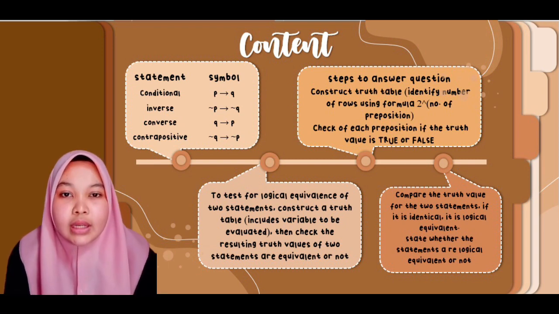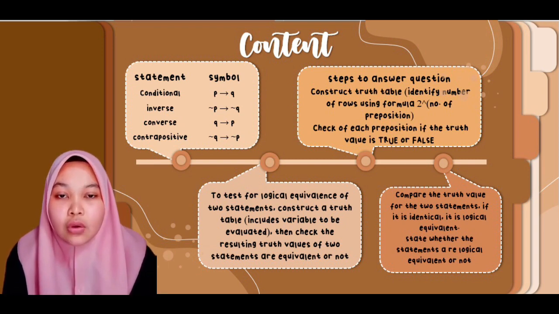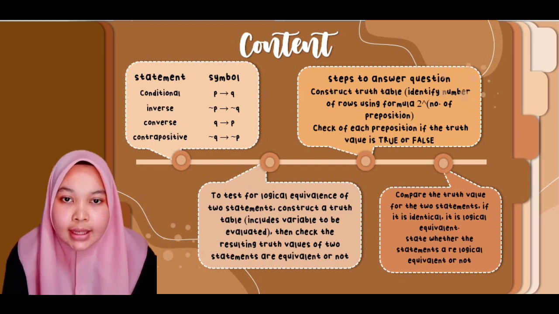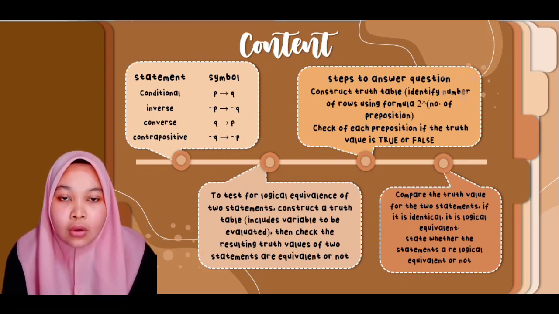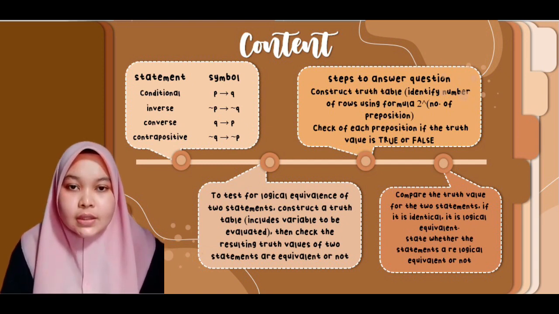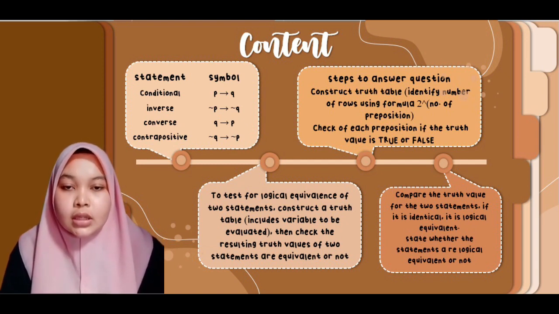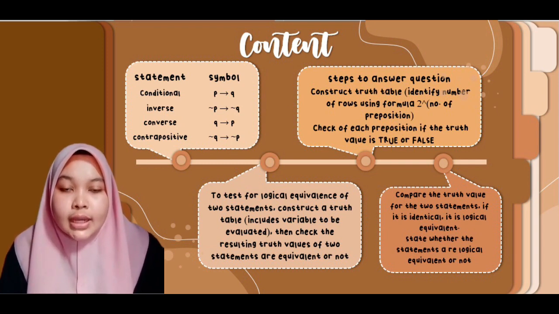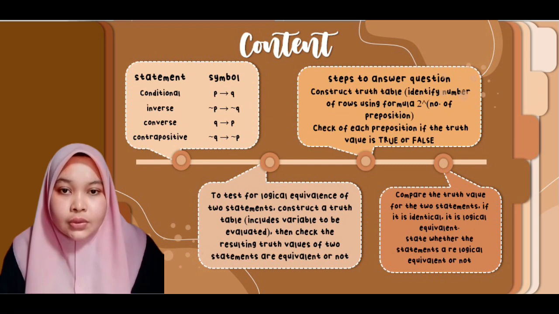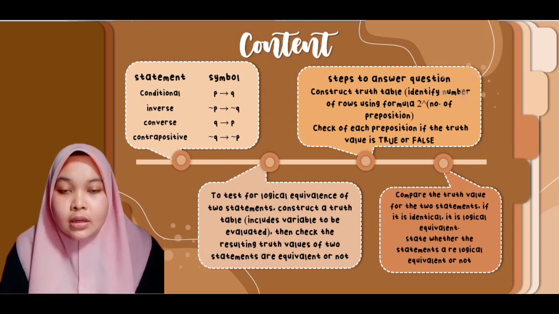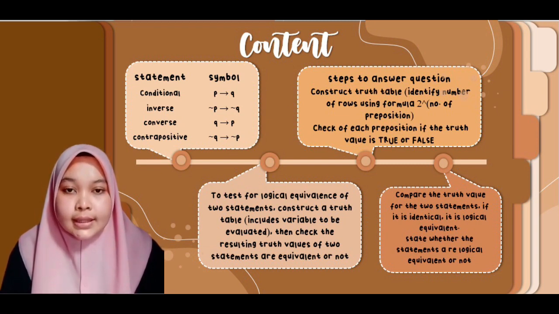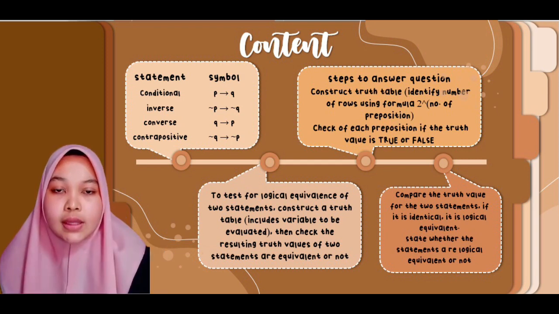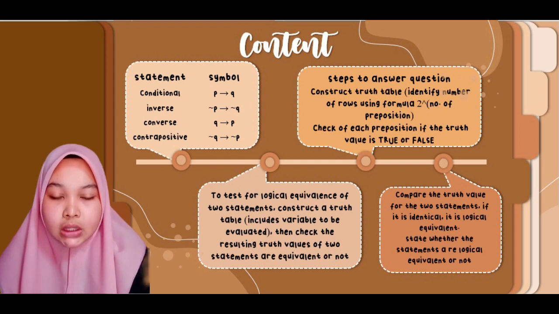Next, we need to know that the contrapositive statement and the conditional statement are identical, and the inverse statement and the converse statement are also identical. Thus, for logical equivalence, we need to construct a truth table that includes every variable to be evaluated, and then check the resulting truth values of the two statements to identify whether the statements given are logically equivalent or not. Steps to answer questions related to logical equivalence.